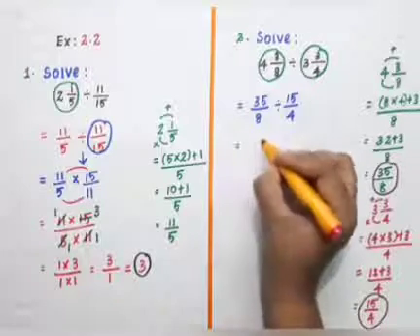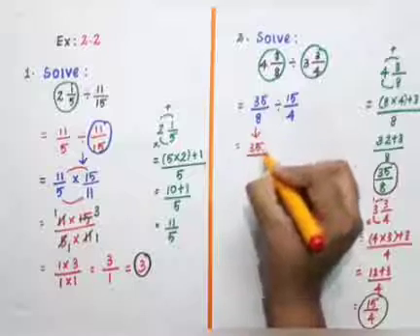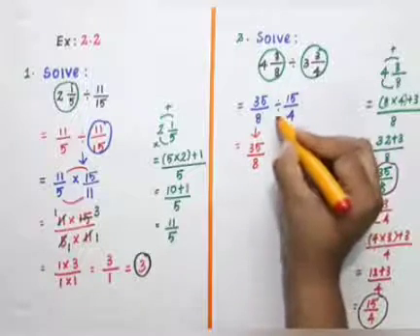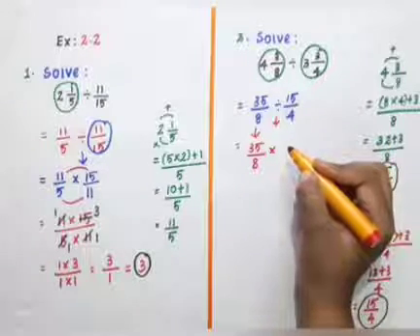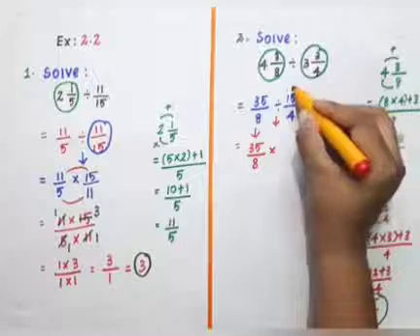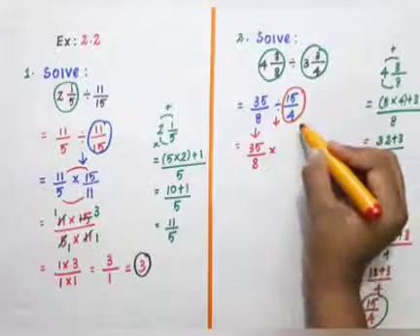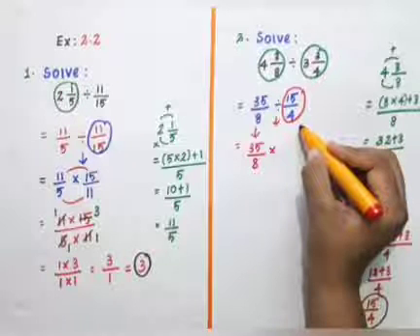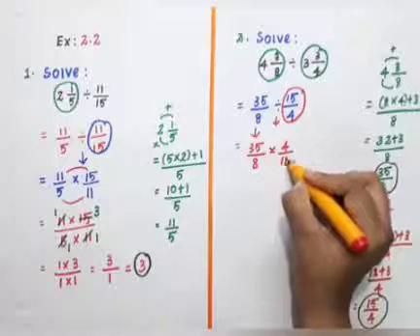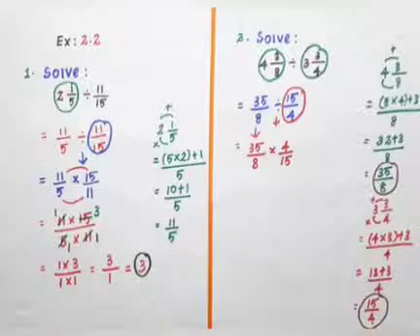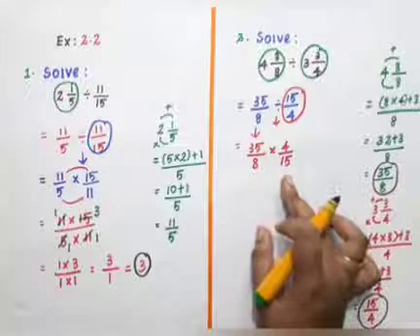This is equal to keep 35/8 as it is. Then change division into multiplication. And finally flip the second fraction, that is, taking the reciprocal of this fraction. So the reciprocal of 15/4 is 4/15. Now we have to multiply 35/8 by 4/15.